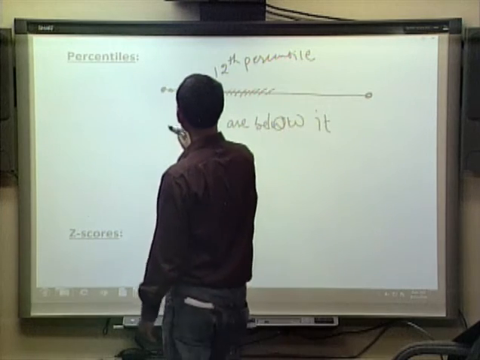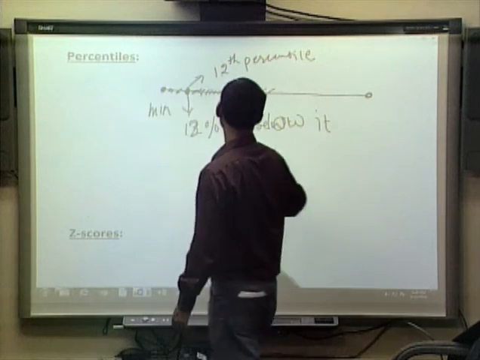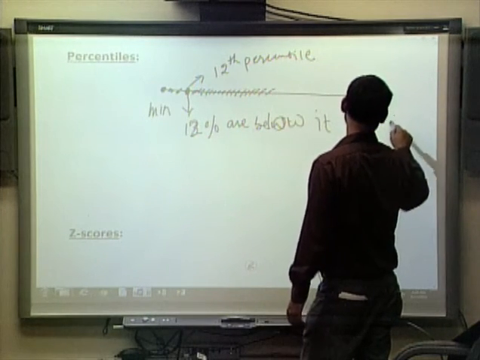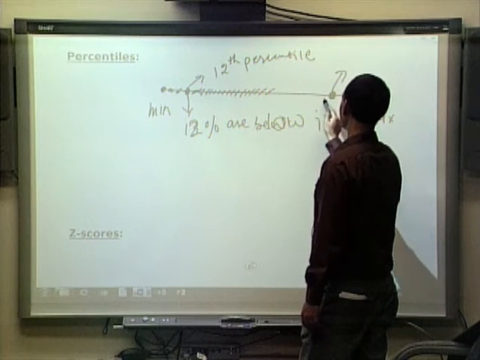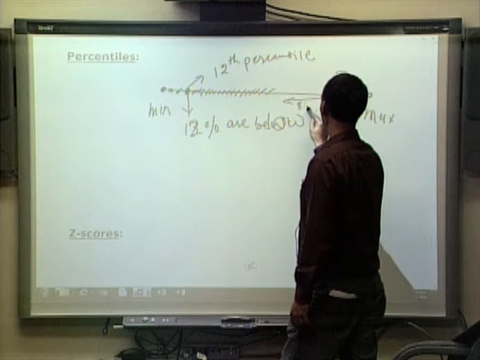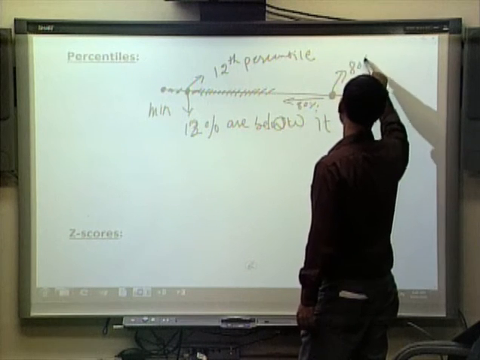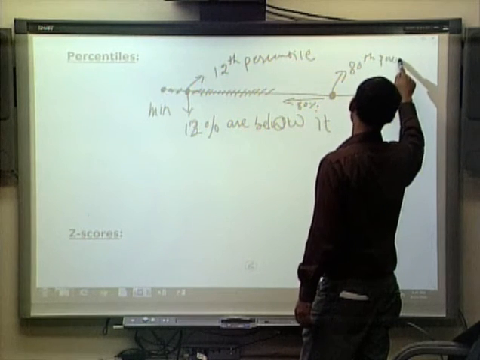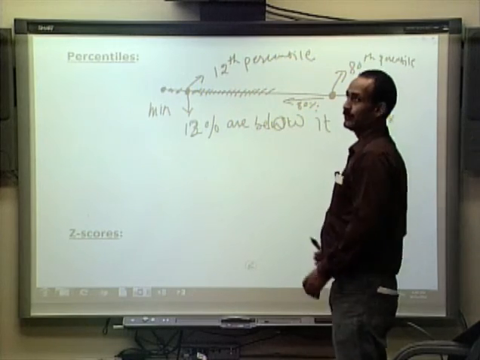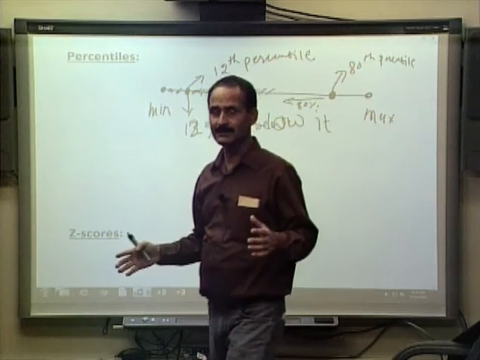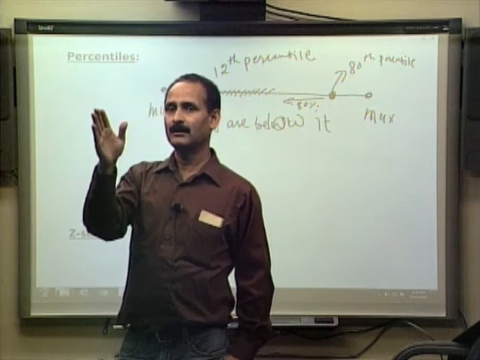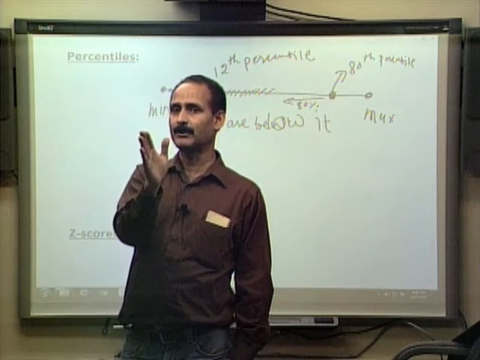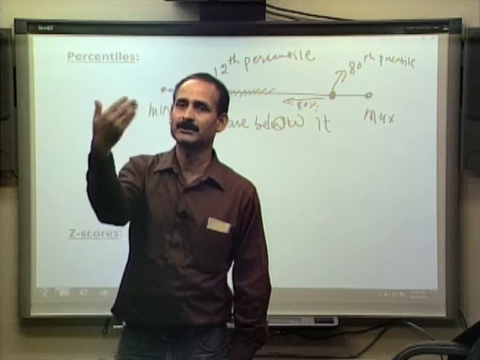So, this is the minimum, this is the maximum, and if we think of the 80th percentile, that has to be somewhere around here. If this is the 80th percentile, 80% will be below it. This is called the 80th percentile. That is the concept of percentile. We divide the data into 100 parts, and for a particular observation, the percentage of the observations below it is its percentile rank.